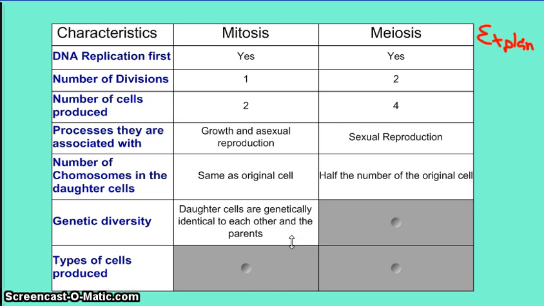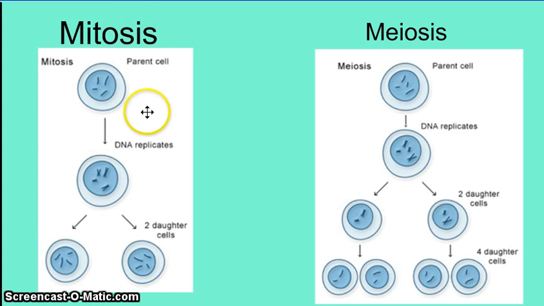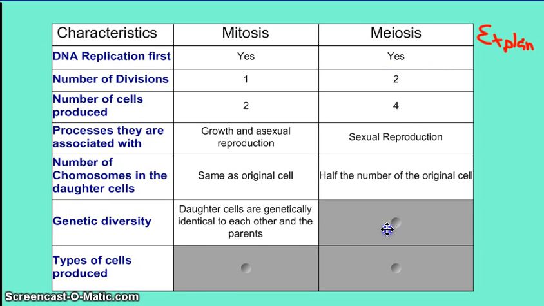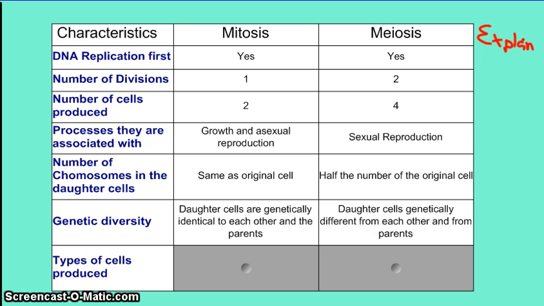Genetic diversity. Mitosis, the daughter cells are genetically identical to each other and to the parents. Let's go back here. Here, the parent cell, 4 chromosomes. The daughters, both of them, have 4 chromosomes. They are identical to the parents. In meiosis, the daughter cells are genetically different from each other and from the parents.